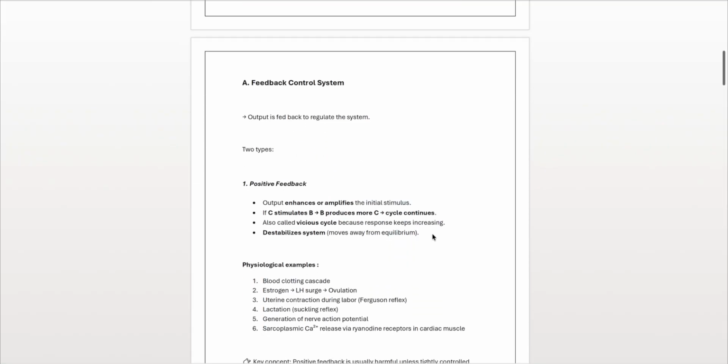Let's talk about feedback control systems. In feedback control systems, the output of a process goes back and influences the system that produced it.